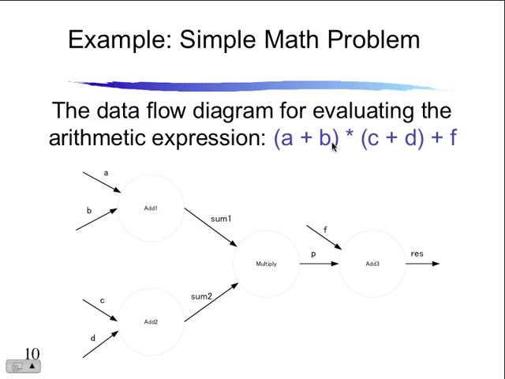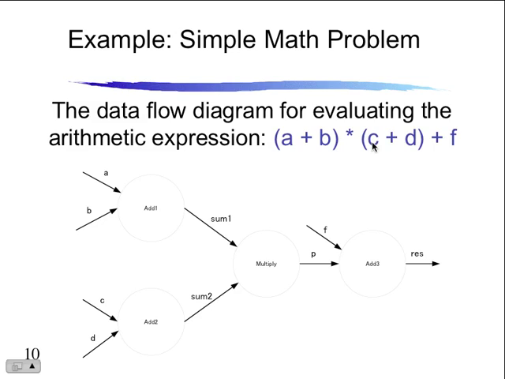What we're looking at is a math problem. This demonstrates how you're supposed to put this together. The data flow diagram is evaluating the arithmetic expression (A + B) * (C + D) + F. So we can show the order of precedence, the calculations and the processing, and the output. We have A and B going into an add 1 process. Here we've put labels on them; we could put numbers on them. We've identified them.